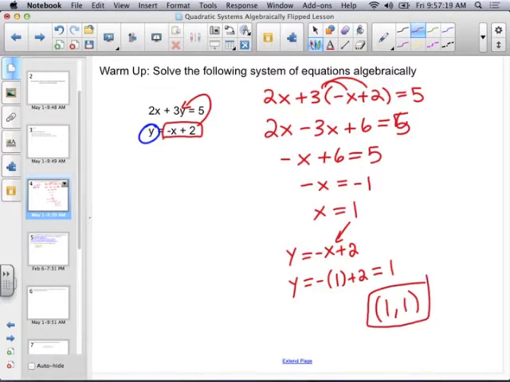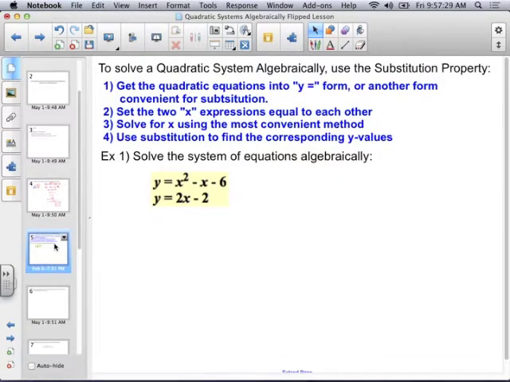Okay? So the question is, how does this apply to dealing with quadratics? Well, to solve a system dealing with quadratics, it's actually the same process as dealing with lines. So, if I want to solve a quadratic system algebraically, I'm always going to use the substitution property. Using the elimination property is not really convenient here because you're dealing with two different types of equations, a quadratic and a linear. So, if we follow this four-step process, this is actually pretty easy to do.